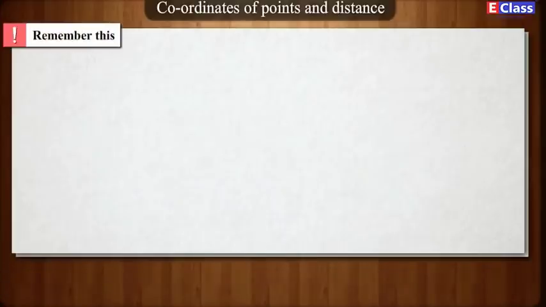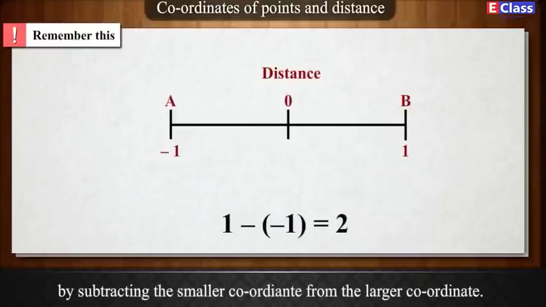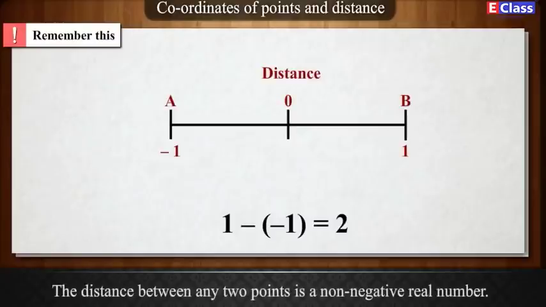Remember this. The distance between 2 points is obtained by subtracting the smaller coordinate from the larger coordinate. The distance between any 2 points is a non-negative real number.